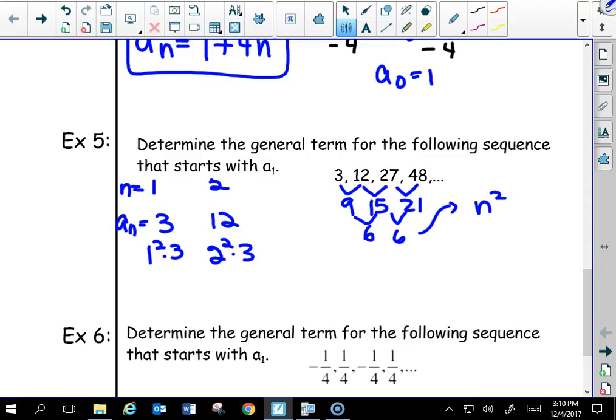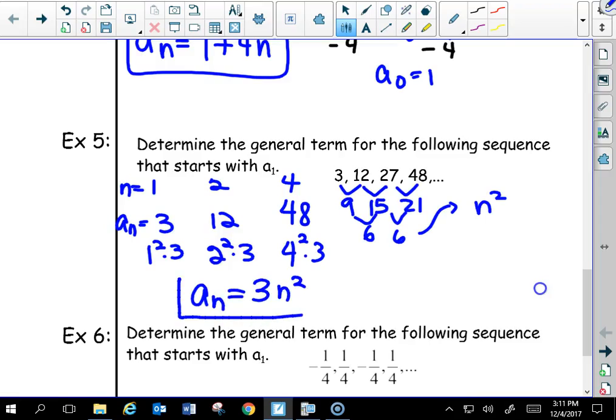Let's look at the last one, n equals 4, and it's 48. Sorry, 4 is not 21, but 48. So 4 squared times 3, 4 squared is 16 times 3 is definitely 48. So a sub n, my general rule, is going to be 3 times n squared.